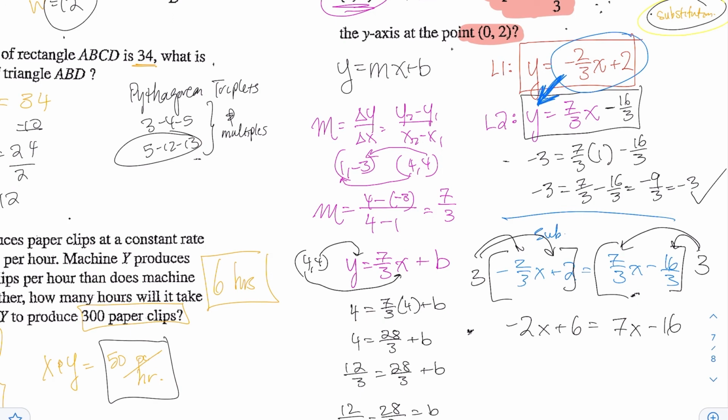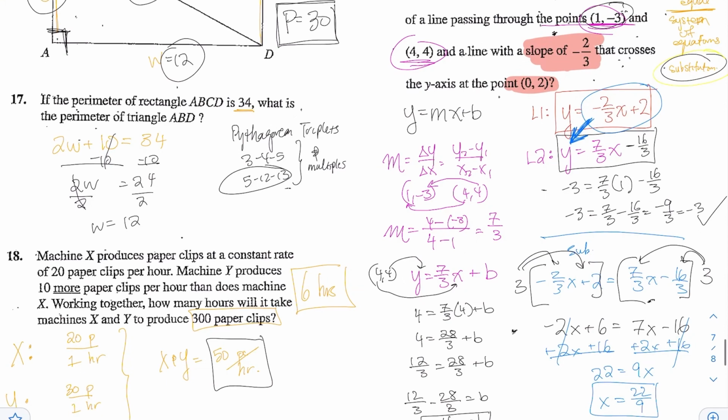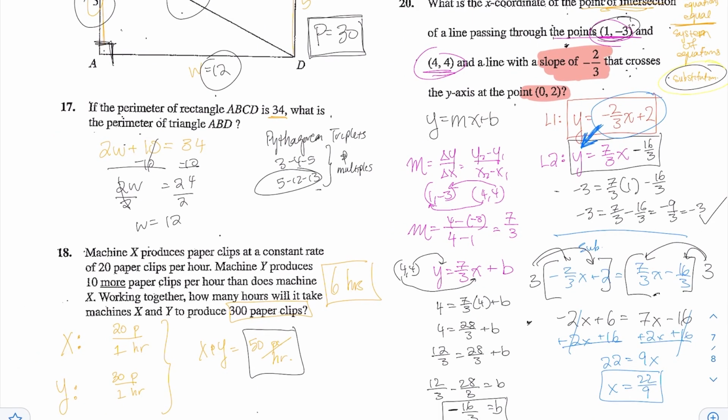This looks a lot more normal. Here, if you add 2x to both sides, then you add 16 to both sides, you get 22 is equal to 9x, so x would be equal to 22 over 9. So that's what we're looking for. You want the x coordinate, so it's going to be 22 over 9. If you want to find a y coordinate, you would take one of these points and substitute into either of these equations to solve for the y coordinate.